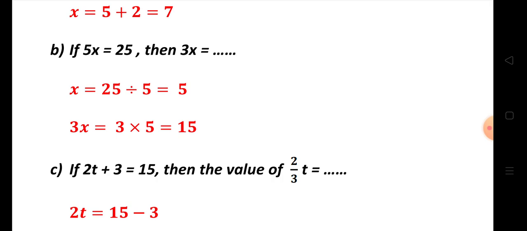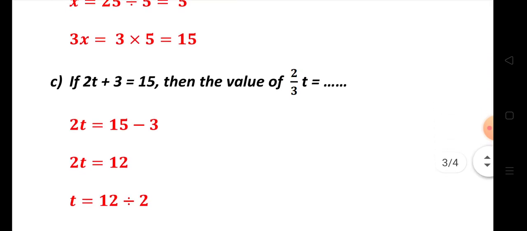In letter B, I have a new idea. 5x equals 25. But here, he doesn't ask me about the value of x only. He told me 3x equals what? So at the first, I must get the value of x by dividing by 5. x equals 25 divided by 5 equals 5. Here, I have the value of x equals 5. But he didn't ask me about the value of x. He asked me about 3x. So I will get this value by multiplying 3 by the value of x. So it will be 3 times 5 equals 15.